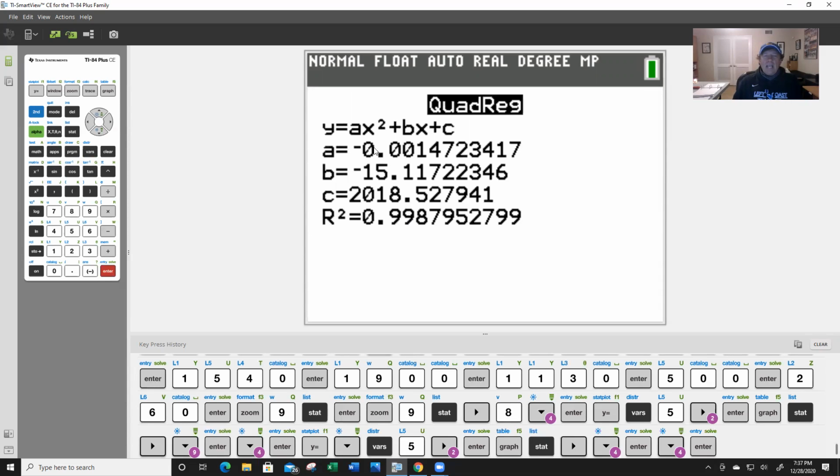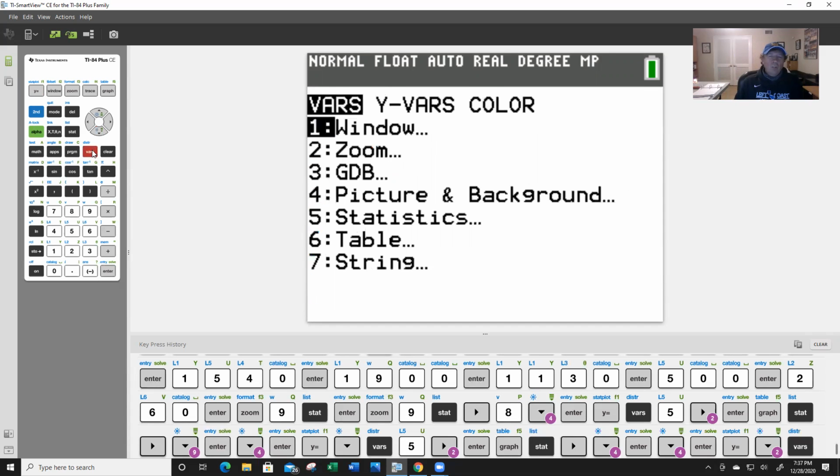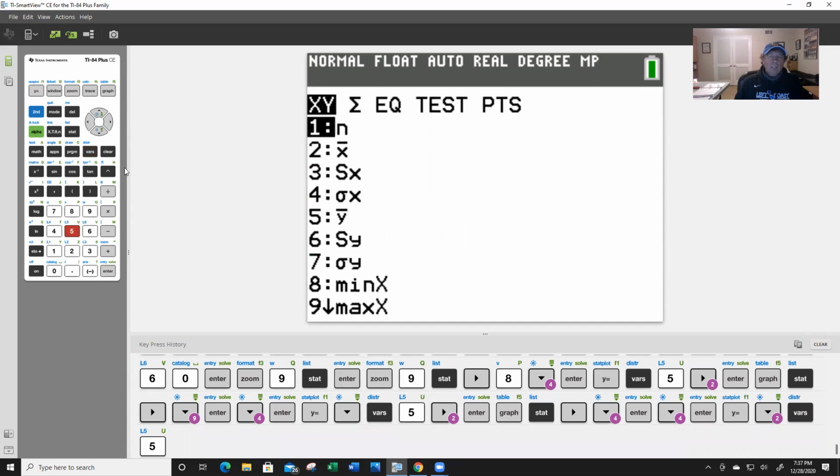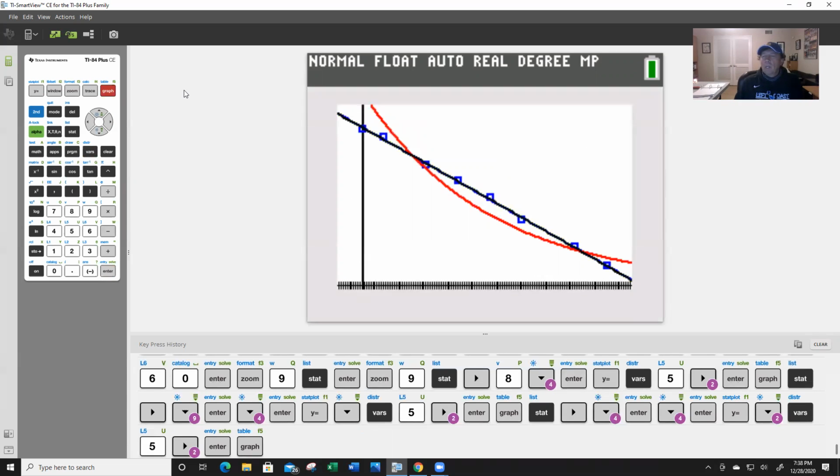But look how tiny the a term in the ax squared term is. It's really tiny. It's almost not even there. It's almost linear if you think about it, because that a term is almost 0, which would eliminate that. But that's fine. So go y equals and go down to C, vars, statistics, equation, regression equation, graph. Yeah, the black line and the blue line are almost the same thing.